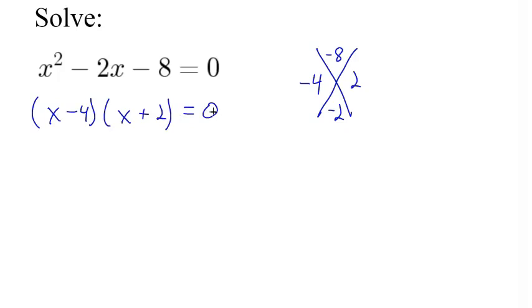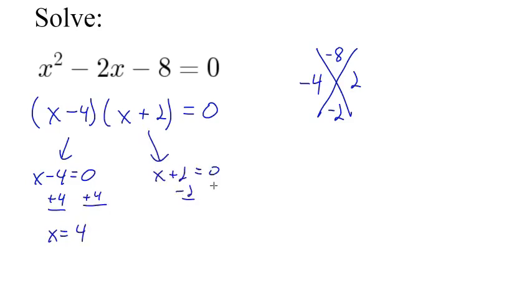So we have something times something equals 0. One of these two binomials must be equal to 0. So if it's the first one equal to 0, then x must equal 4. And if it's the second one that's 0, well then x must equal negative 2.